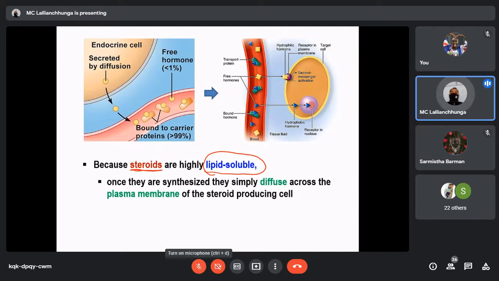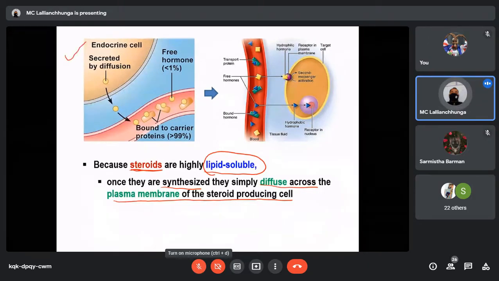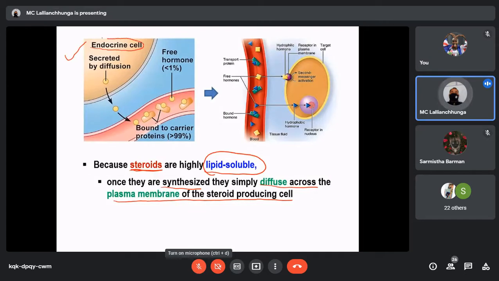Now, how are they released and synthesized? Once they are synthesized, they simply diffuse across the plasma membrane of the steroid-producing cell. Now, let us see the first diagram. This is an endocrine cell. This steroid hormone is synthesized here. When they are needed, they have to be released. Now it is coming out of the cell.